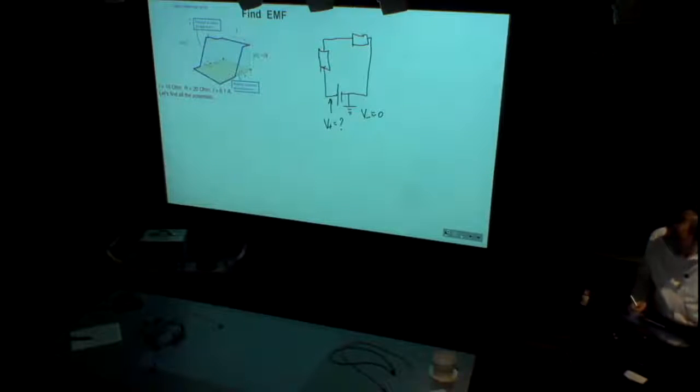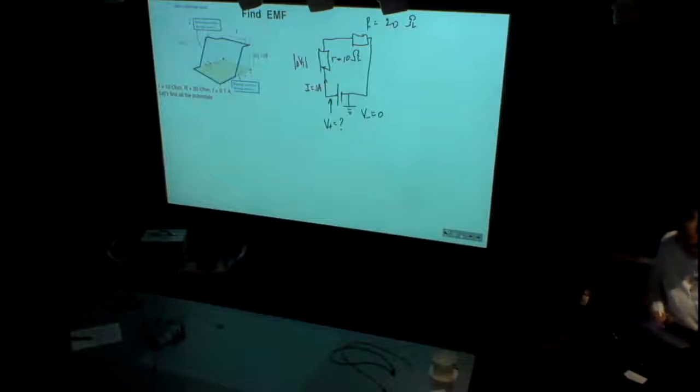All right. What we know is the resistances and electric current. This is little r, 10 ohms. This is big R, 20 ohms. And electric current I equals 0.1 amp. Okay. If we know electric current and resistance, we can calculate voltage. So delta V1 will be equal to little r times I, 10 times 0.1, 1 volt.